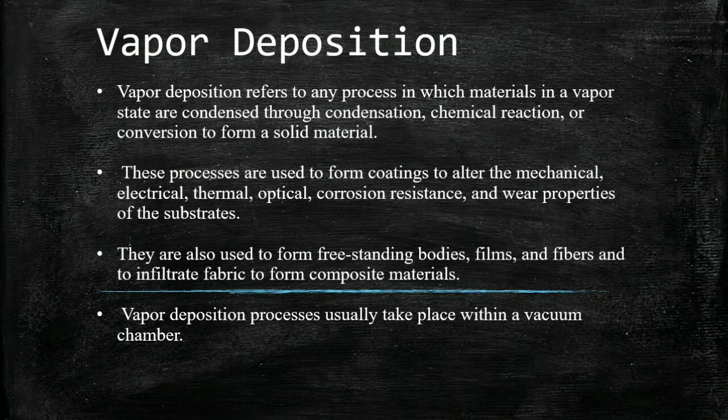Vapor deposition. Vapor deposition refers to any process in which materials in a vapor state are condensed through condensation, chemical reaction, or conversion to form a solid material. They are also used to form freestanding bodies, films, and fibers, and to infiltrate fabric to form composite materials. Vapor deposition processes usually take place within a vacuum chamber.